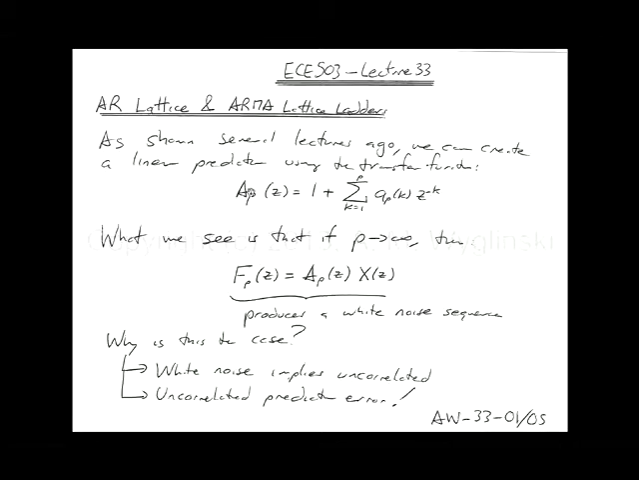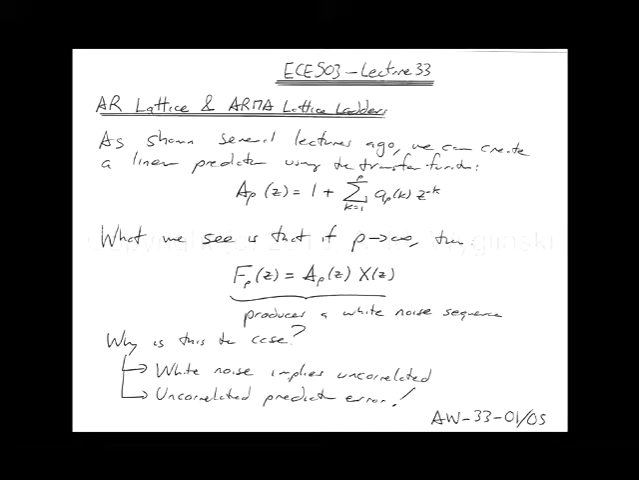So what happens is we saw how that transfer function of the linear predictor, A_P(z), is equal to 1 plus a string of coefficients, a_P(k), and they all have different delay elements to reflect that structure. It turns out that as P, the order of that predictor, goes to infinity, we can represent this as F_P(z) equals A_P(z) times X(z). And what this process does is it produces a white noise sequence.